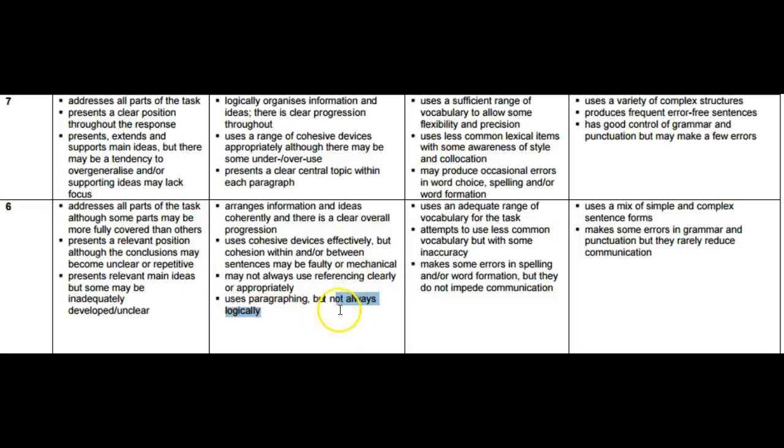When we get down to here, it uses paragraphing, but it's not always logical. A paragraph is about expressing a single idea. So we introduce the idea, we give a little bit of specific information about what we think about the idea, and then we support that opinion with an example or something from the real world that demonstrates our point, and then we wrap up the paragraph by telling everybody what that all means. What do those 3 sentences together mean?